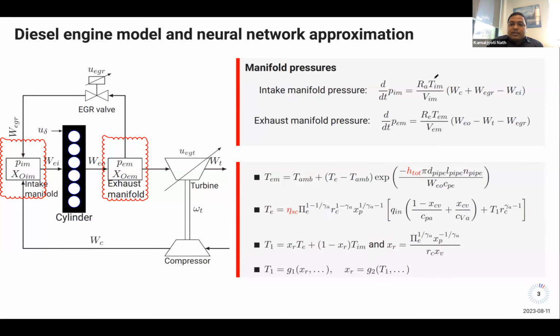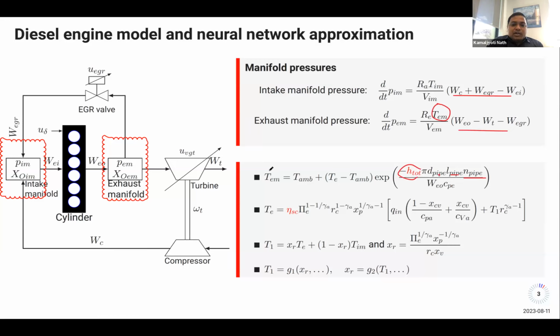So out of this, TEM is a time-dependent variable, and these are also time-dependent, but the other part is constant. TEM is modeled using this equation. This is the heat transfer coefficient of the exhaust pipe. There are n pipes, this is the diameter of the pipes, and this is the length of the pipe. And this is T. This is okay.